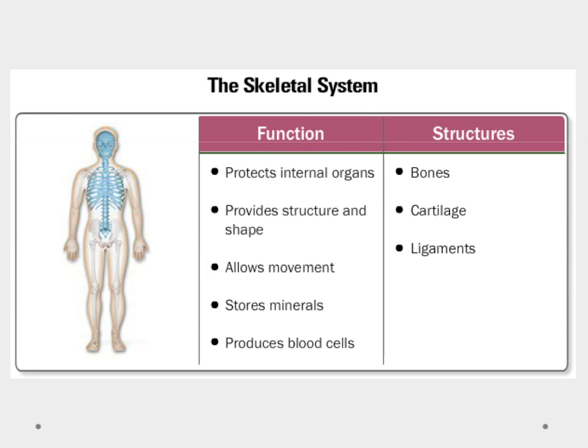Next up is the skeletal system, made of bones, cartilage, and ligaments. The skeletal system protects internal organs, provides our structure and shape, and allows for movement. It also is an area where we can store minerals and produces our blood cells.